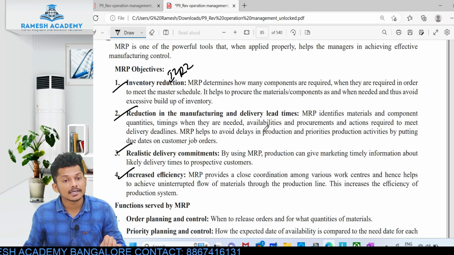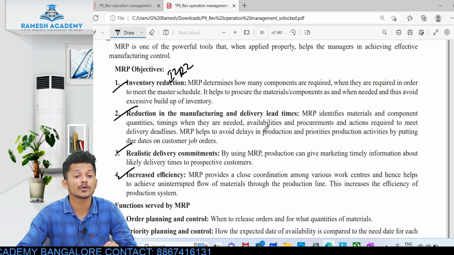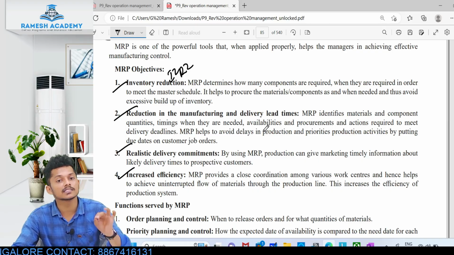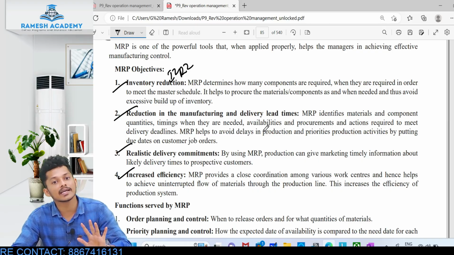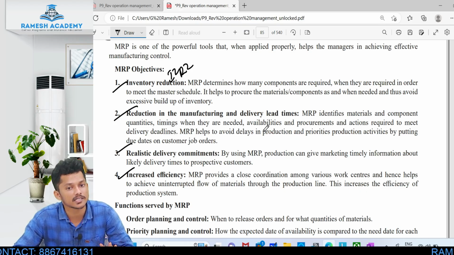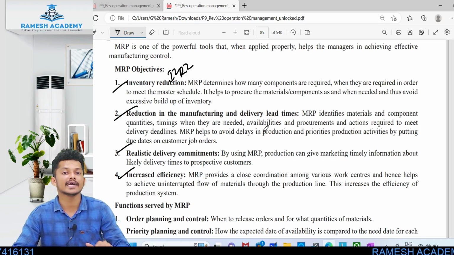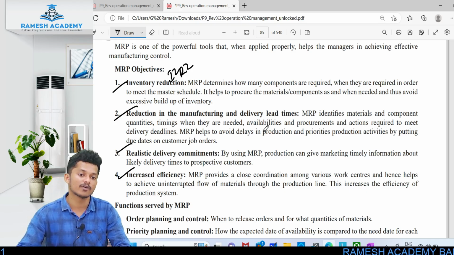Inventory reduction, increased efficiency. We'll see what we mean by inventory reduction. MRP determines how many components are required, and when they are required, in order to meet the master schedule. It helps to procure the materials and components as and when needed and thus avoid the excessive buildup of inventory.